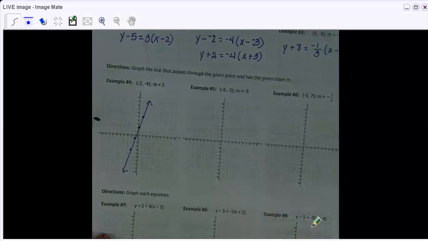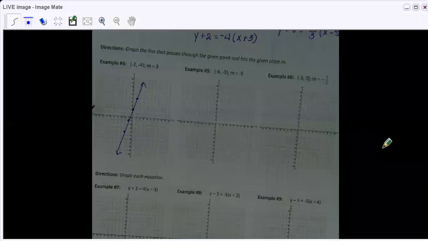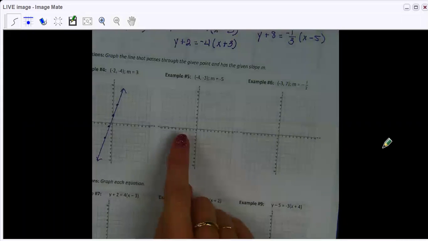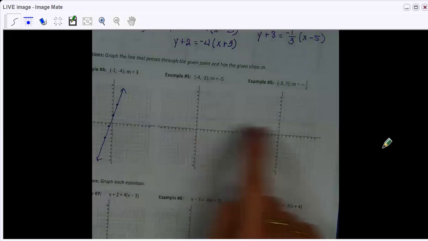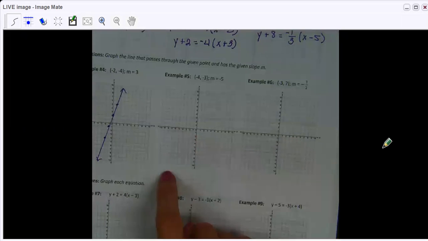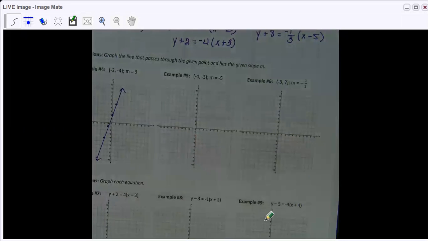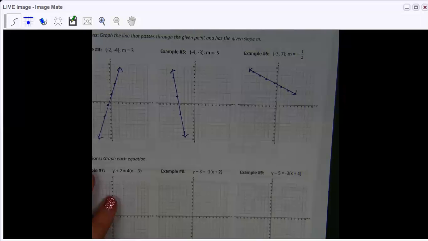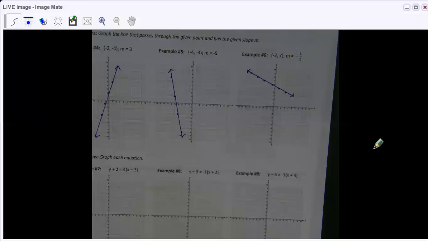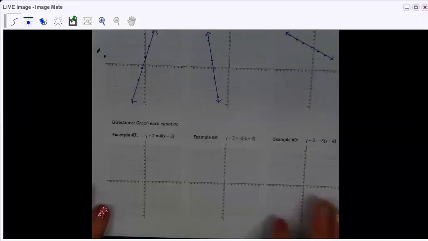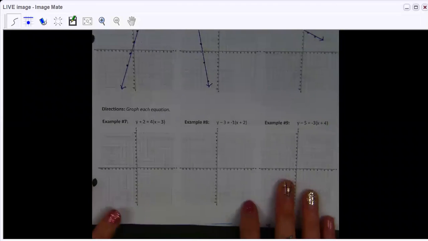Okay, I want you guys to try number 5 and 6 on your own. Okay, that's what everybody should be working on right now. It's not copy paste, it's check to see if I got it right. It's called doing the work. Okay, so we're going to move down to 7 through 9.